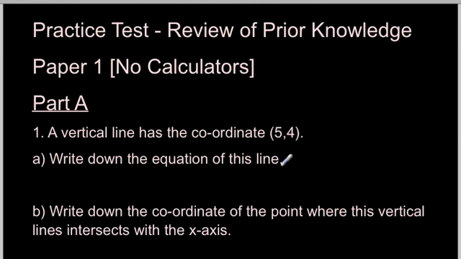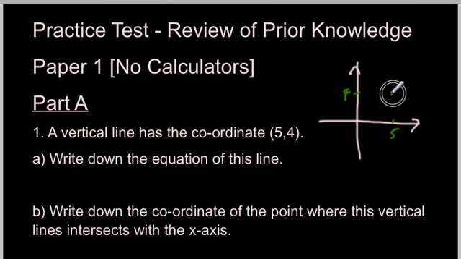Okay, so part A: a vertical line has the coordinate 5, 4. Write down the equation of this line. I think this might have thrown some people off to begin with, but a really good idea is always to draw a diagram. So this is my x-axis, this is my y-axis, and there's a point 5, 4.